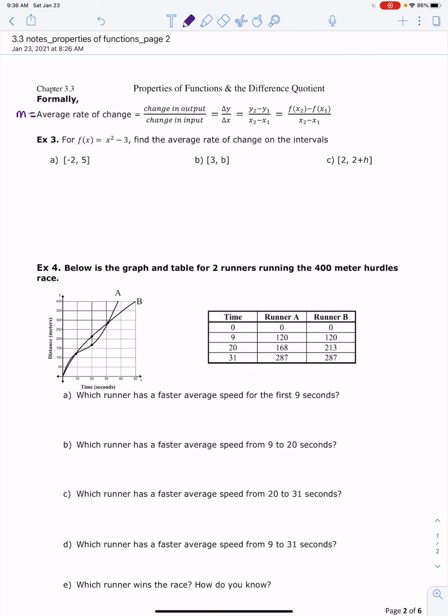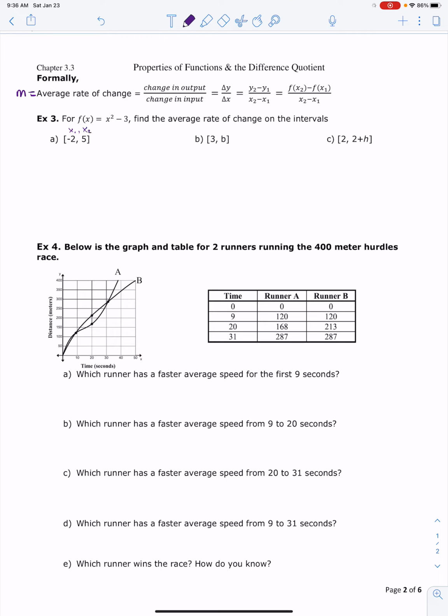Okay. So example 3, we are looking for the average rate of change on these intervals. So we can call this our x sub 1, this our x sub 2. Notice that we've got those square brackets. Those points are included. If this were an open interval, we couldn't really use those endpoints because they're not part of the interval. So we've got f of 5 minus f of negative 2 over 5 minus negative 2.